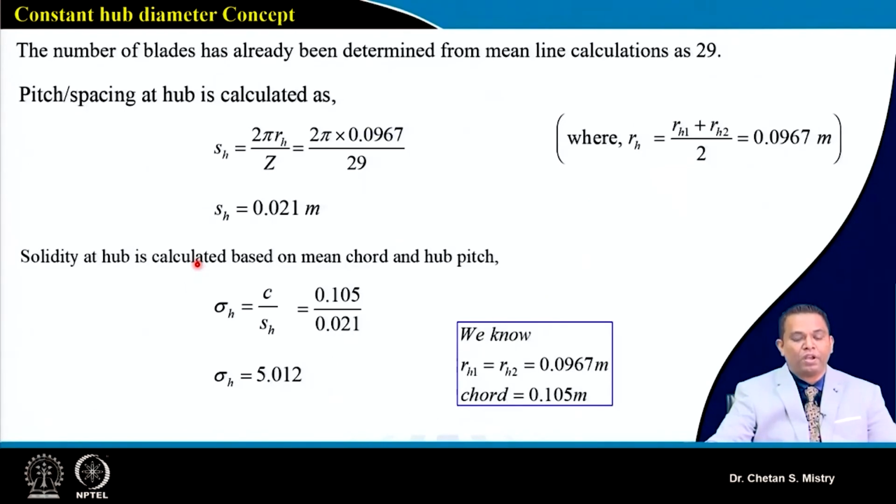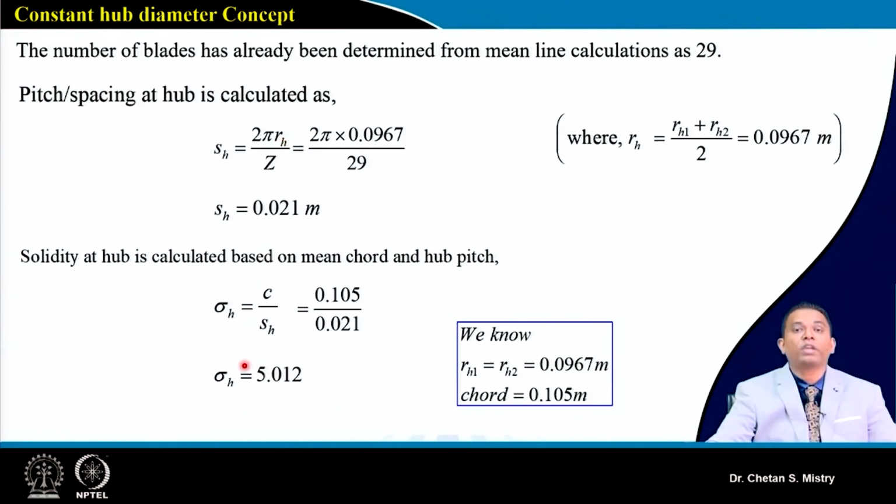Now here, the number of blades, as we have assumed, will remain the same. So we will be taking the number of blades to be 29. We can do our calculation for pitch. This also many times we are committing a mistake. We are considering pitch to be the same, but we must realize my pitch is a function of radius. So we can do our calculation for solidity, and that's coming 5.012.